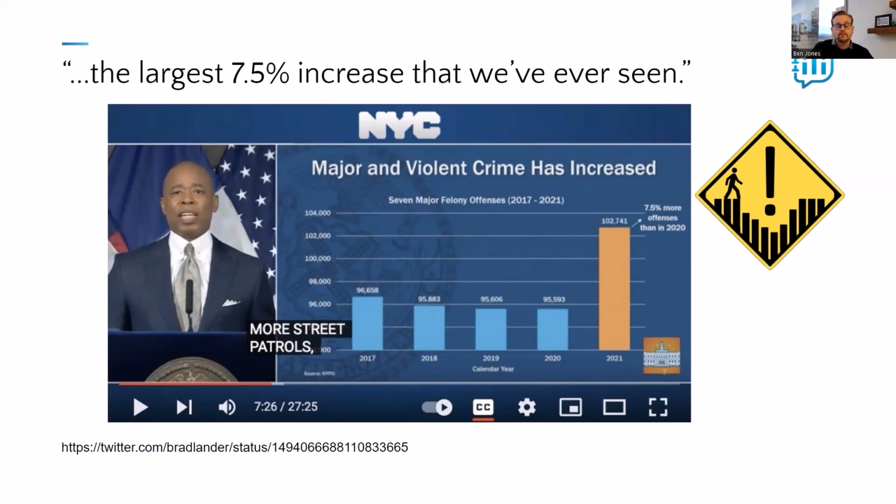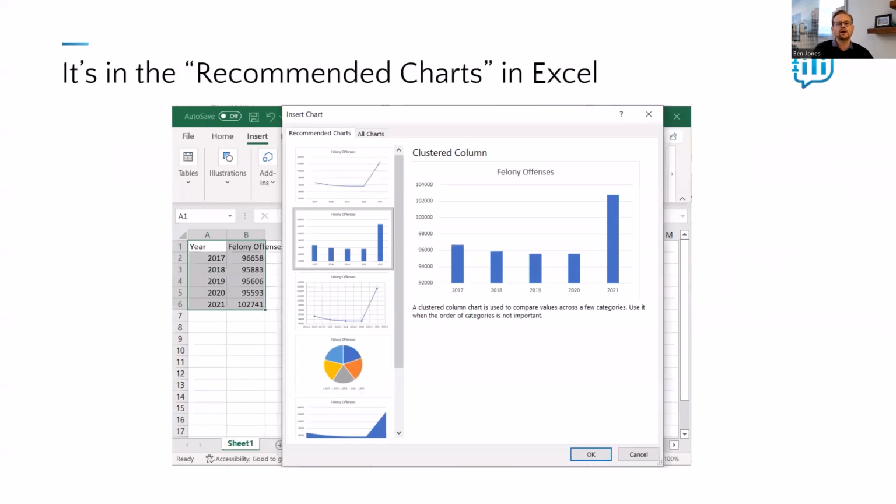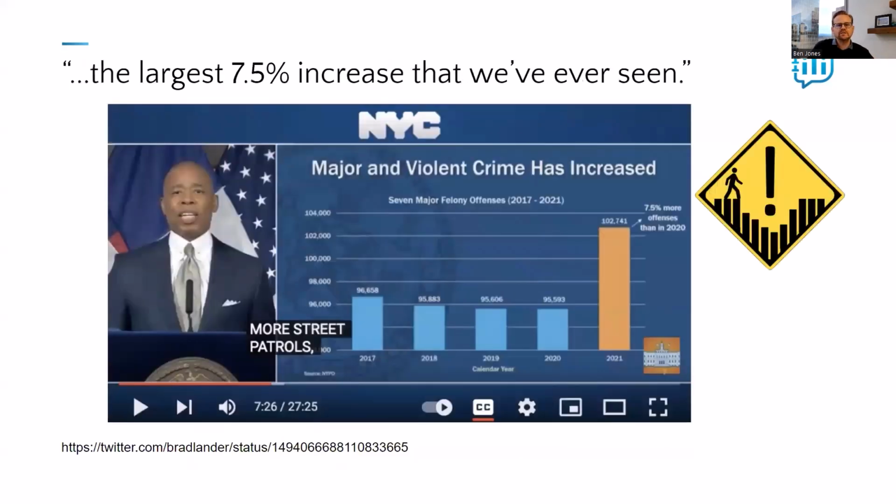But when I typed these numbers manually into Excel and went to create a bar chart by accepting the recommended chart, I noticed that's exactly what I got: a bar chart with a minimum value of 92,000, as you can see here in the middle view, going all the way up to 104,000 violent crimes, which is exactly what we see in the view here.